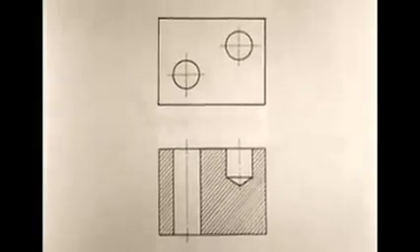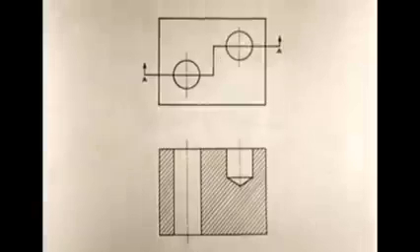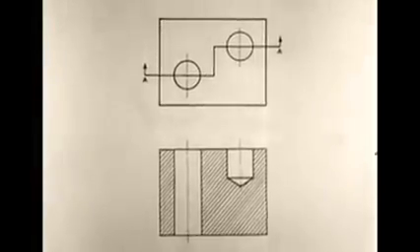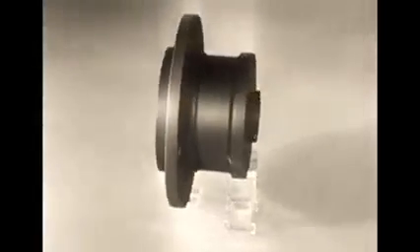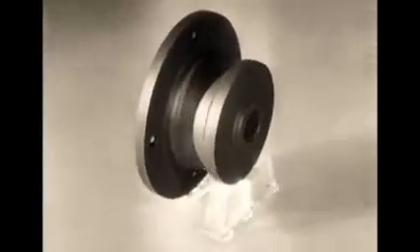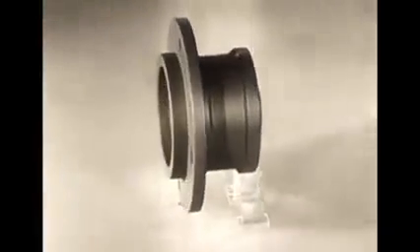On the top view, show by the cutting plane line how the cutting plane is offset. A view like this is also called a full section. Sometimes when you have a symmetrical object, you may want to show both the outside and the inside in the same view.